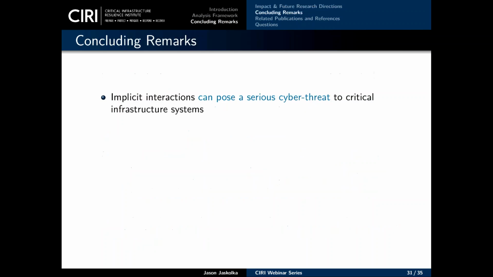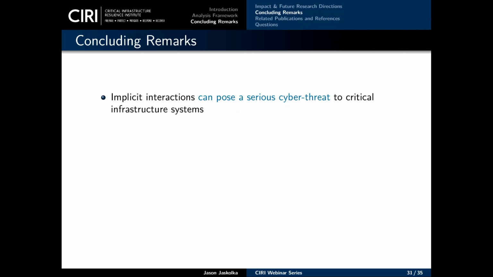So to give a few concluding remarks, I discussed the implicit interactions and how they can pose a serious cyber threat to critical infrastructure systems. And really this comes down to the ability for cyber attackers to exploit these interactions in such a way that they now have the ability to cause our systems to behave in unexpected ways. And what those unexpected ways are can really vary depending on how these interactions manifest themselves in the systems.